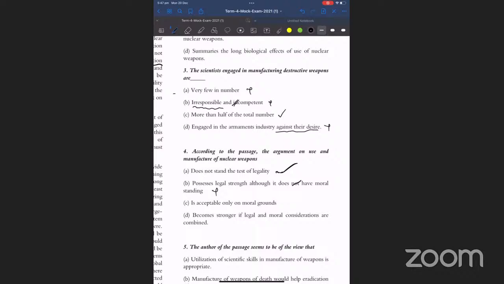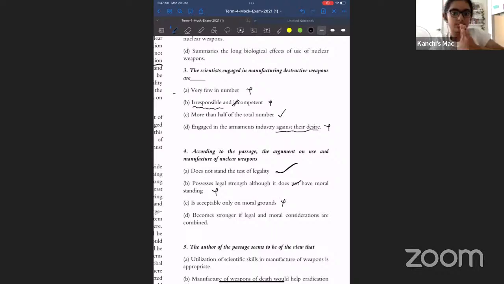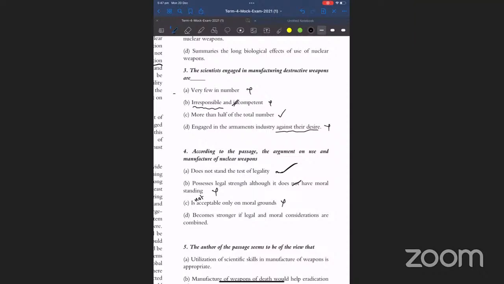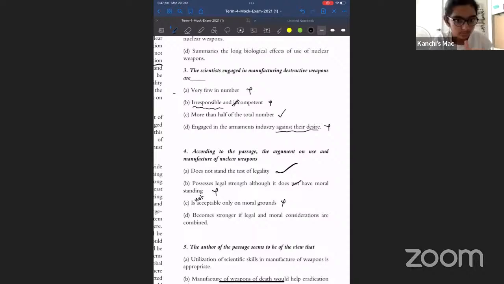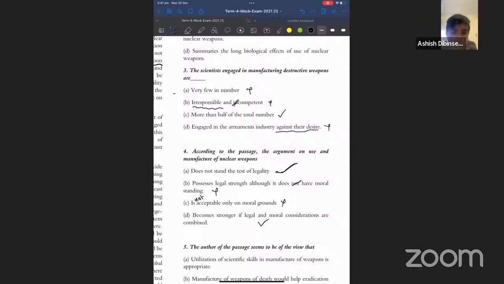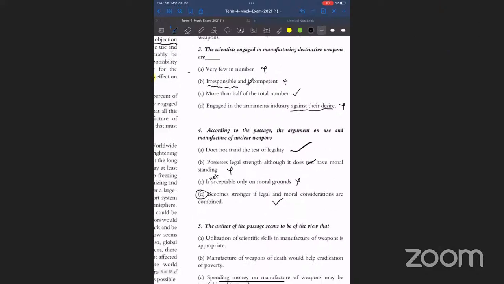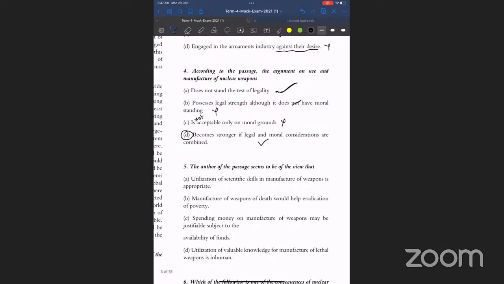"Is acceptable only on moral grounds." Incorrect. It is not acceptable on moral grounds. "Becomes stronger if legal and moral considerations are combined." Yes, it becomes stronger. So this is the most correct answer. Do you guys understand that?